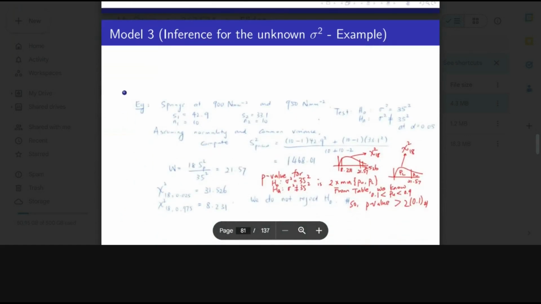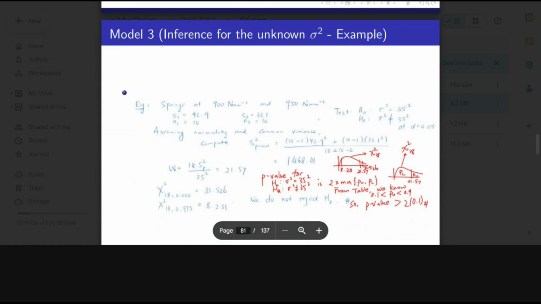Okay, let's look at an example. We have two populations of springs, right? We are going to use the same numbers. Your first sample had a standard deviation of 42.9. Second one is 33. If we assume a common variance, we can of course find S squared pooled, and you find that it's 1468 and all that. So what do you calculate? 18, n1 plus n2 minus 2, times S squared pooled over 35 squared.